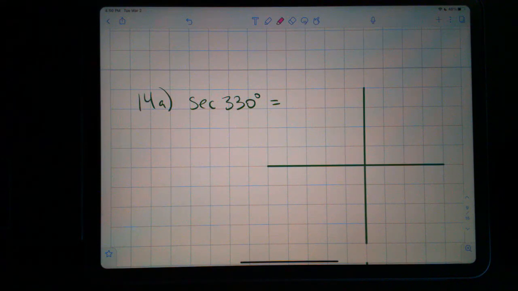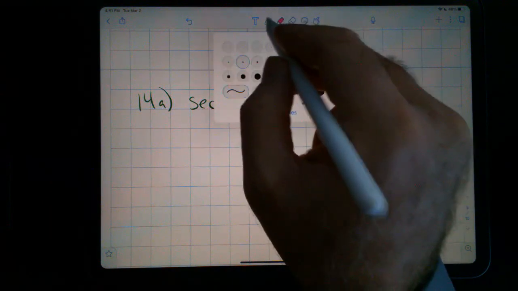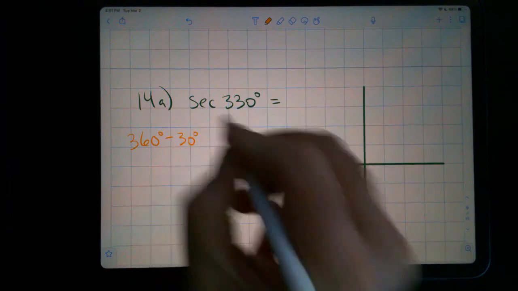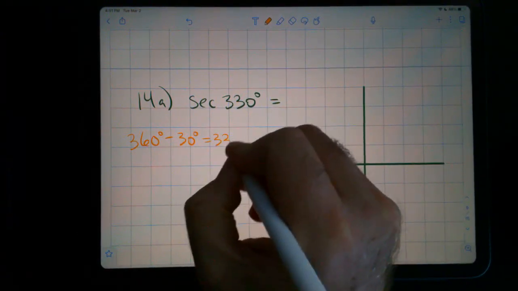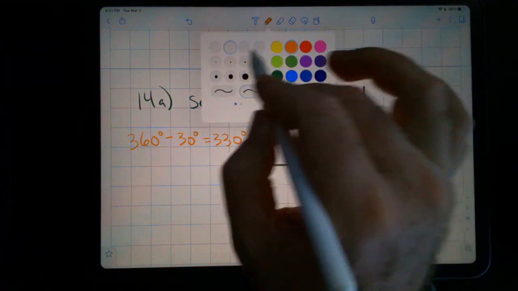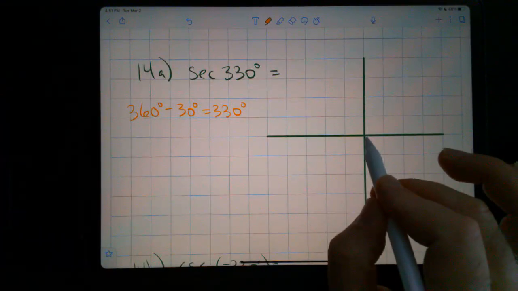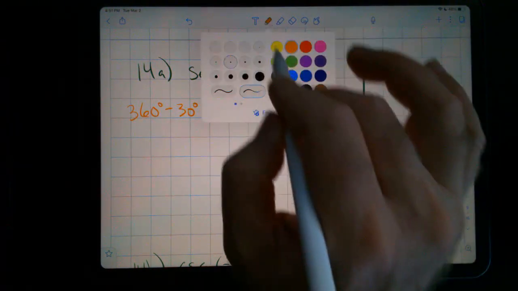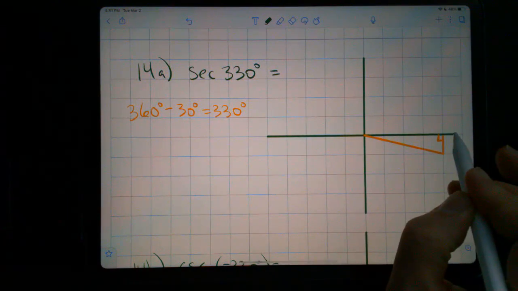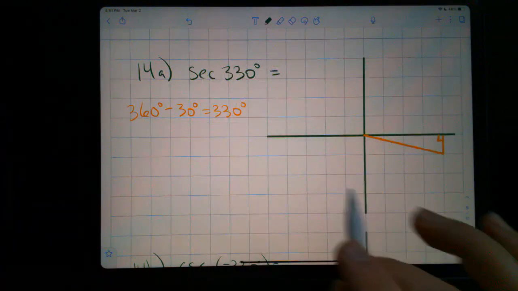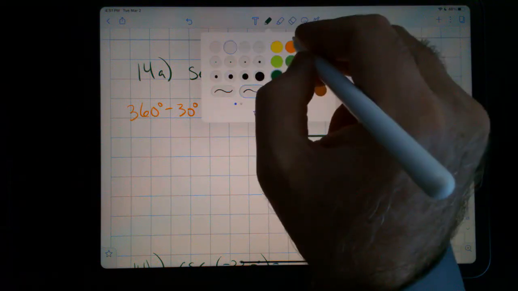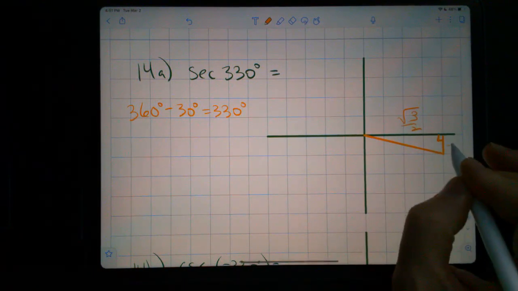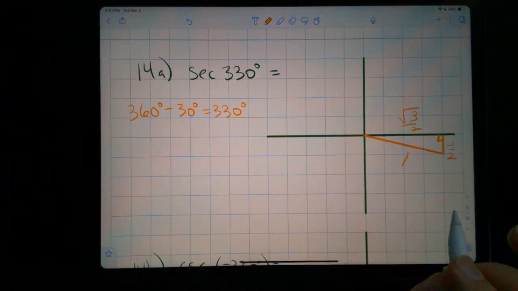So here we have secant of 330 degrees. Note that 330 degrees is 360 minus 30 degrees. So this will drop down 30 degrees. And this will give us root 3 over 2, negative 1/2, and 1.